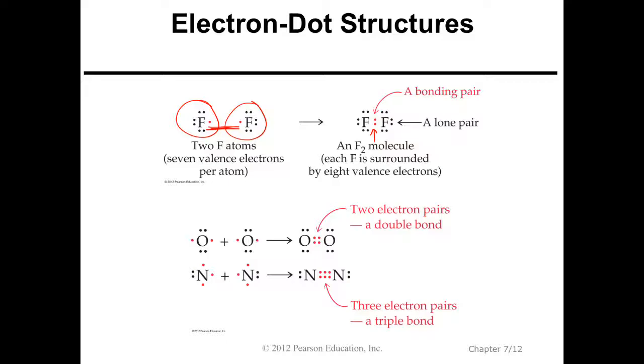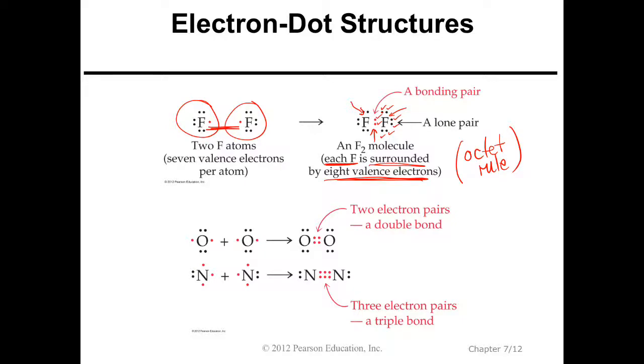What is worthwhile noting here is that each of the fluorines is surrounded by 8 valence electrons. If you count, for instance, looking at this fluorine first, you have 1, 2, 3, 4, 5, 6, 7, 8. So that's surrounded by 8 electrons. This one will also be surrounded by 8, and we call that the octet rule, which we'll see in a slide or 2.